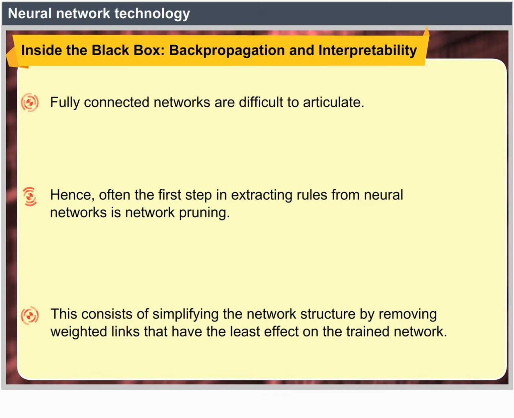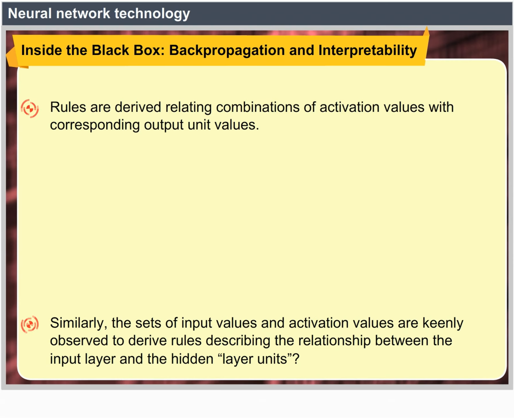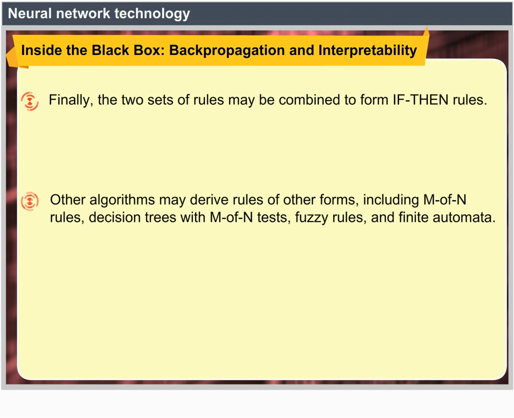Rules are derived relating combinations of activation values with corresponding output unit values. Similarly, the sets of input values and activation values are studied to derive rules describing the relationship between the input layer and the hidden layer units. Finally, the two sets of rules may be combined to form if-then rules. Other algorithms may derive rules of other forms, including M-of-N rules, decision trees with M-of-N tests, fuzzy rules, and finite automata.